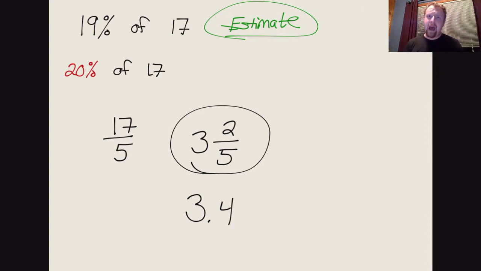Now, if I were to try to actually figure out the real answer to a problem, and I'm working with a percent like 19%, and I wanted to know the exact answer, that's a little bit more difficult, okay? So what I would do here is I would look at maybe trying to break that 19% up a little bit. So here's how that kind of looks. Let's say that you were asked to find the actual 19% of 17.